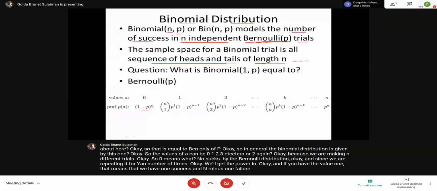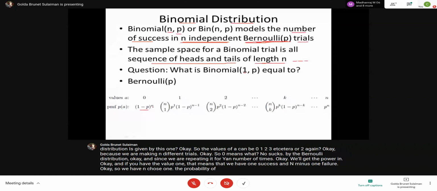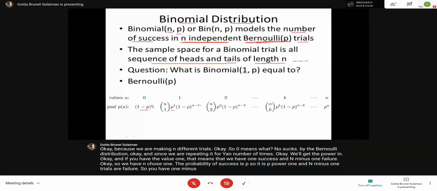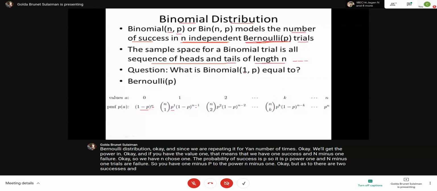So we have n choose 1. The probability of success is p, so it is p power 1, and n minus 1 trials are failure, so you have 1 minus p to the power n minus 1. Okay, if it is 2, there are 2 success and n minus 2 failure.